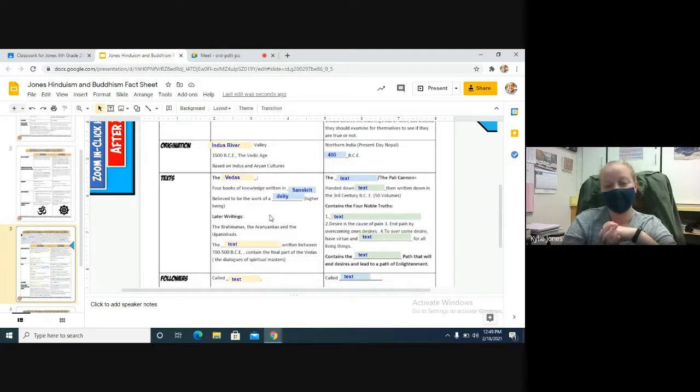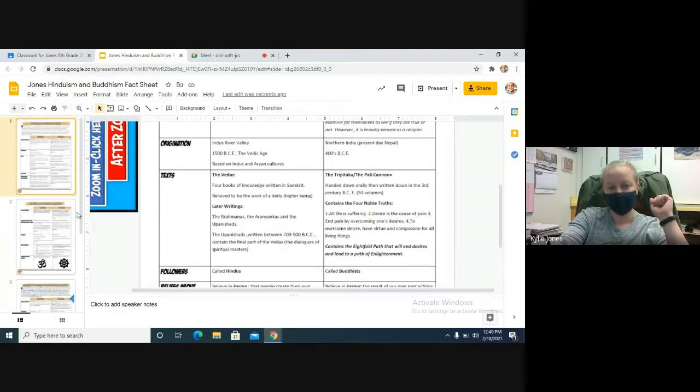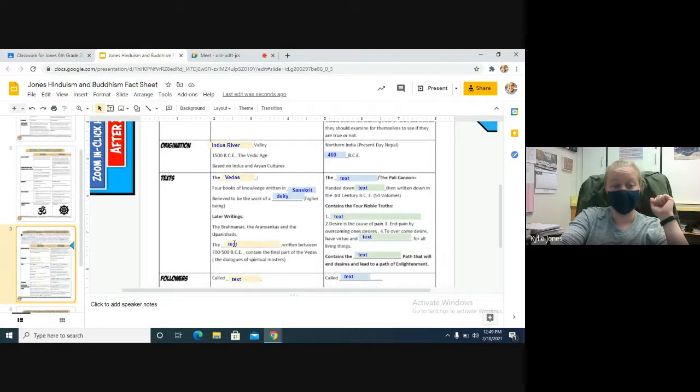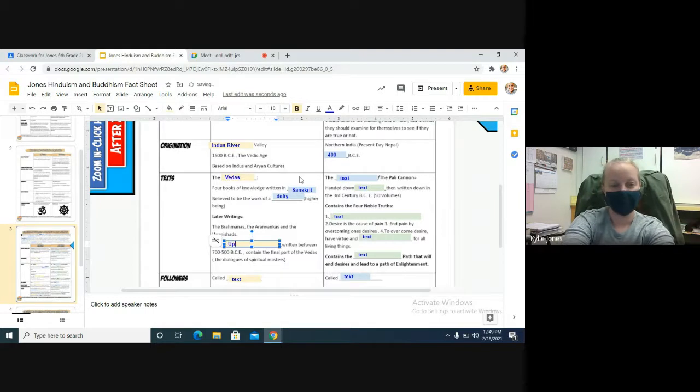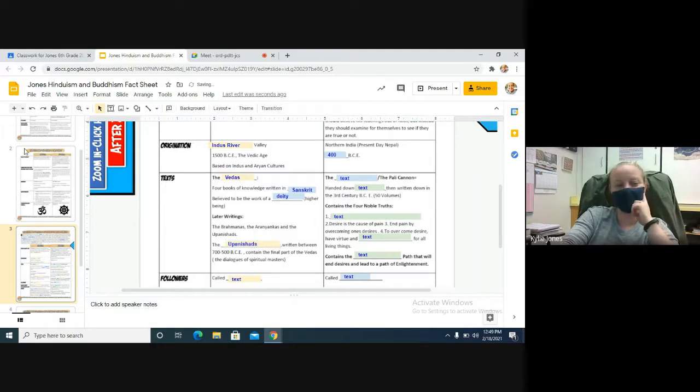These were written between 700 and 500 BCE, and they contain the final part of the Vedas, which is the dialogues of spiritual masters. What goes in that blank? The Upanishads. I don't know how to say it, so do your best on that word. All right, so those are the texts of the Hindus, where everything is written down about what they believe.